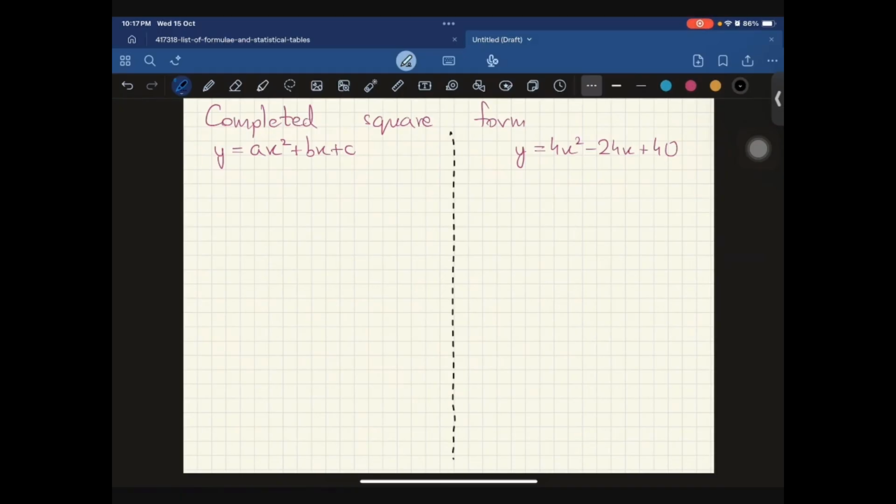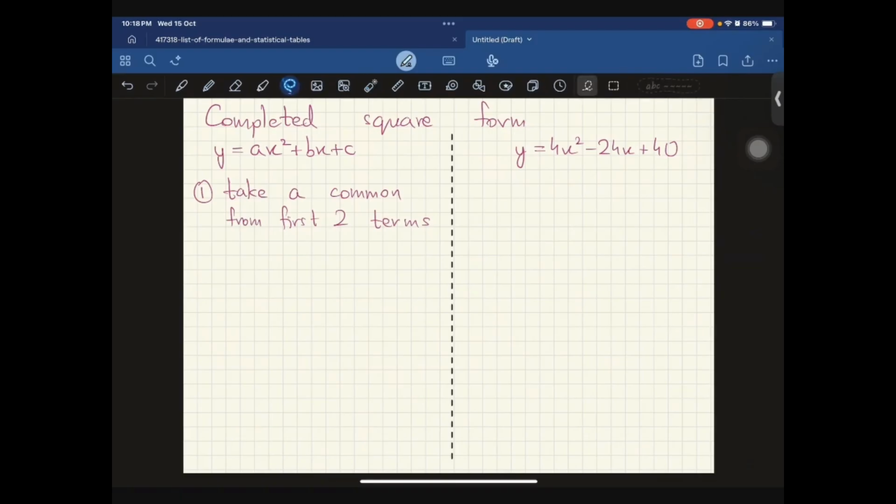So the first step is to take a common factor from the first two terms. In the equation on the right, what is a equal to? 4. So we'll take 4 common from the first two terms. If we take 4 common from 4x squared, we're left with x squared, and from 24x, we're left with 6x. And then we leave the last term as it is.